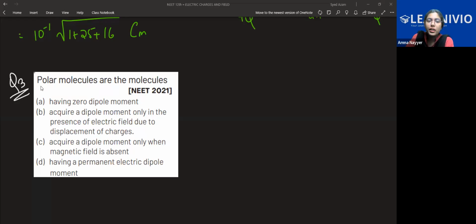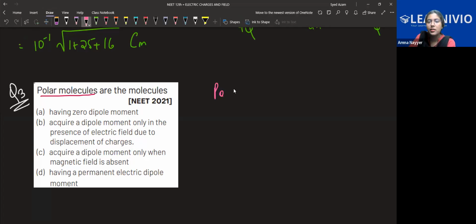So this came: polar molecules. What are polar molecules? Having zero dipole moment; acquire a dipole moment only in the presence of electric field due to displacement of charges; acquire a dipole moment only when magnetic field is absent; have a permanent electric dipole. See class, polar molecules are basically, this is given in NCERT, so this question is important class.